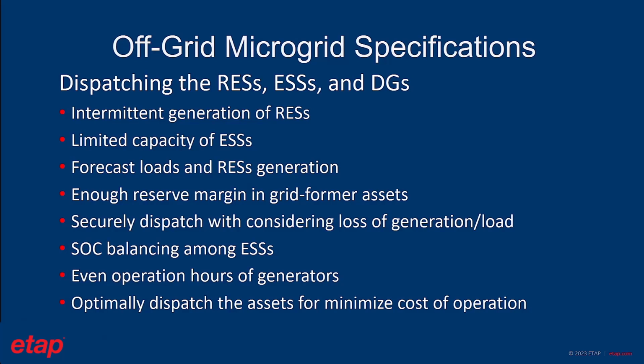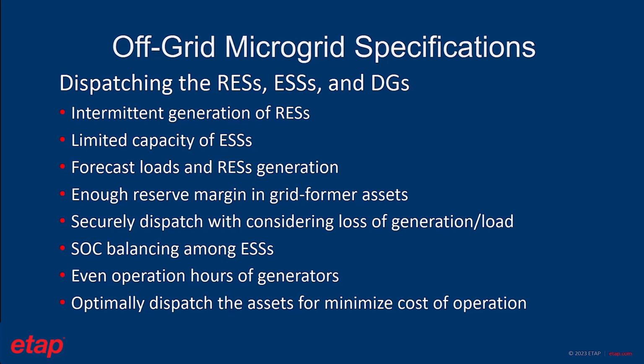N-1 contingency or loss of the biggest generation should be considered as a security constraint in dispatching the asset, such that if any failure happens, the system would be able to run and operate without any interruption. In addition, there are other considerations like the SOC balancing among different energy storages and even operation hours of the generators, and these constraints should also be considered in dispatching the assets. More importantly, the economic operation of the asset should be considered in dispatching the asset.